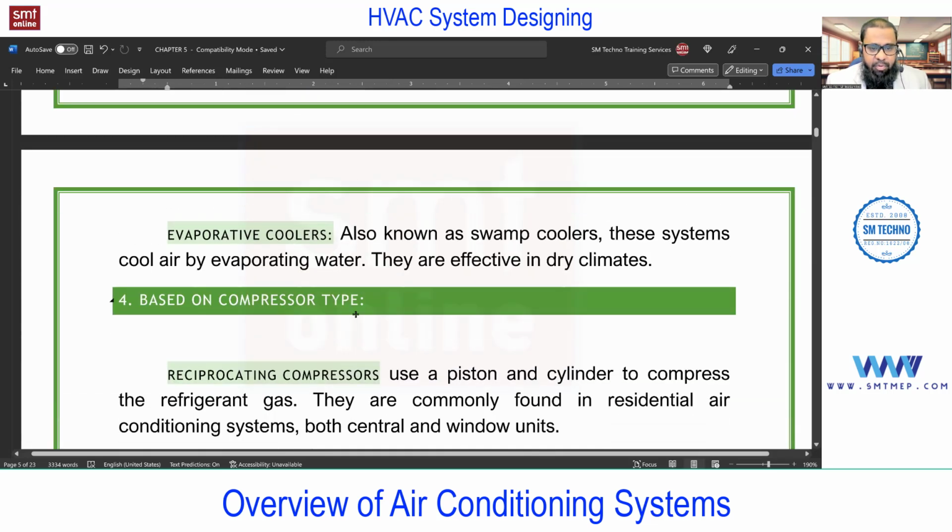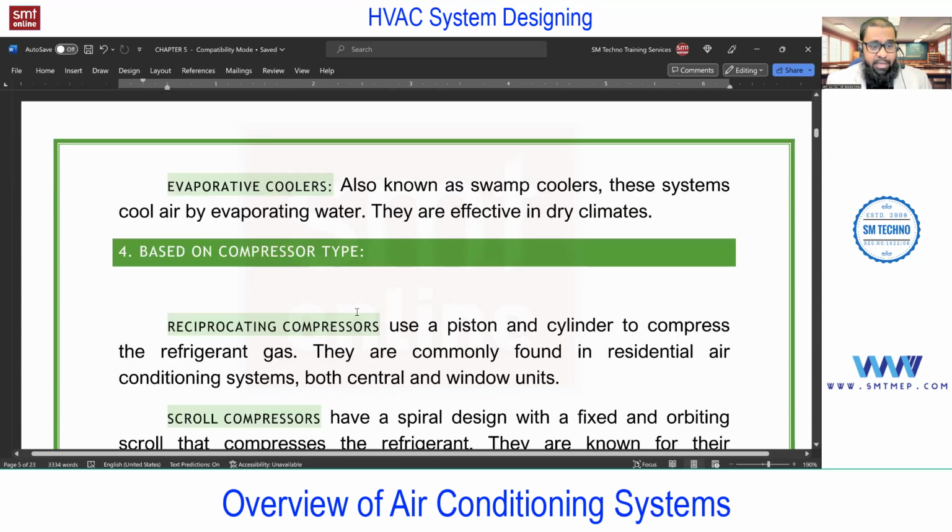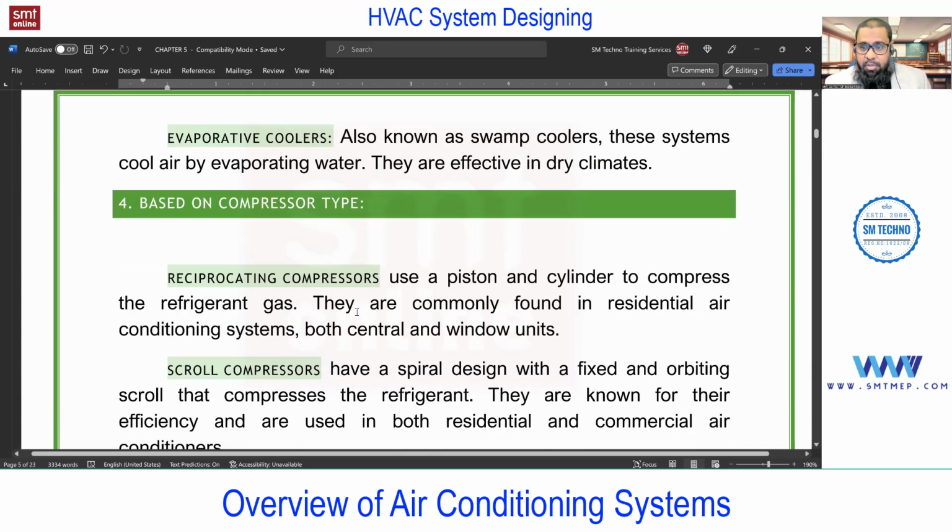Next, evaporative coolers. Today only we discuss the evaporative coolers, nothing but air coolers. Next, based on compressor type, these machines or systems can be classified as per the compressor type. For example, if I talk about a chiller, say an air cooled chiller, an air cooled chiller can be a screw compressor type or can be a scroll compressor. So again, as per compressor also the systems can be classified.